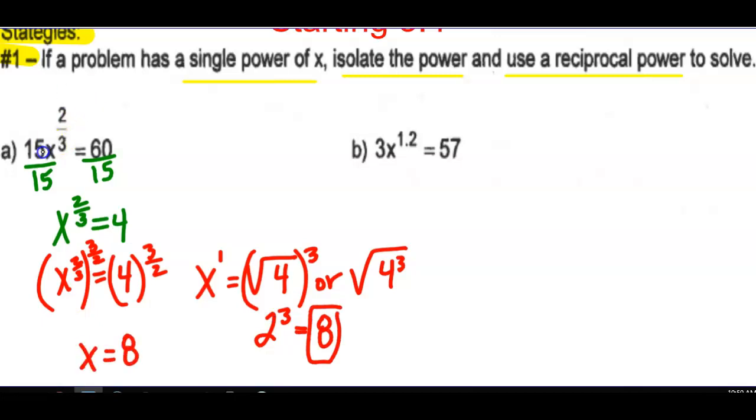And you could plug it back in. 15 times 8 to the 2/3. Remember, it would do the 2/3 power first. So that would be 4 times 15 is 60. It works. That's an exact answer.